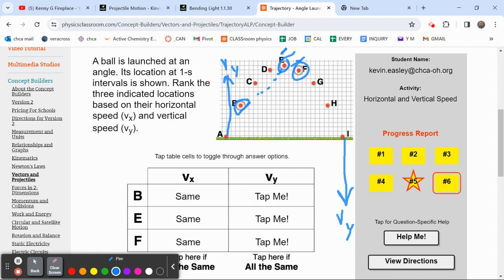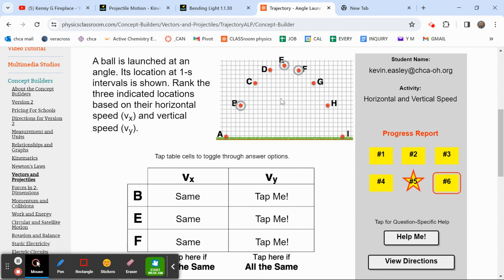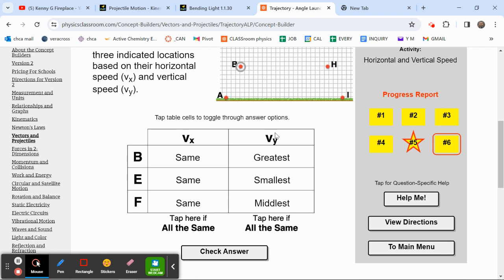Well, we can say it's slowest up here at the top at E, that's for sure. It's moving its slowest because it's at the top at E. And then here, it's starting to accelerate downward. So its next smallest would be at F. And then its fastest of these options would be at B. So now let's check the answer and see if we're correct.